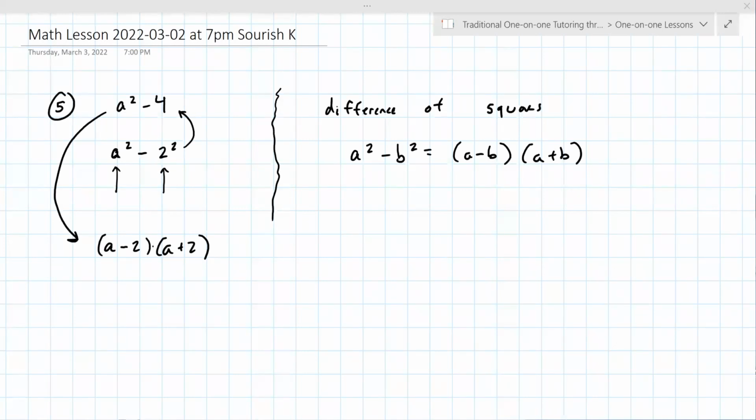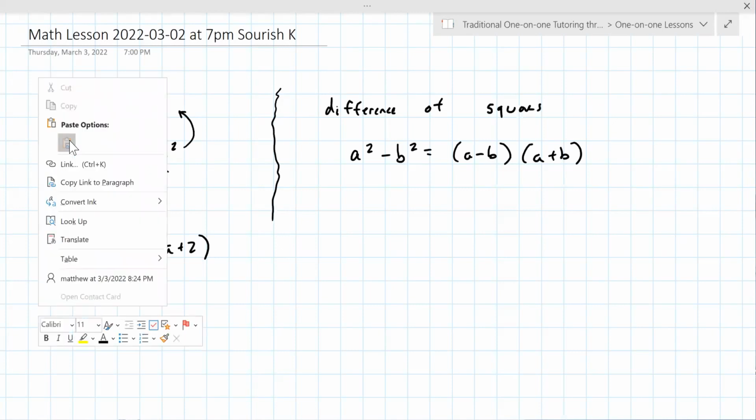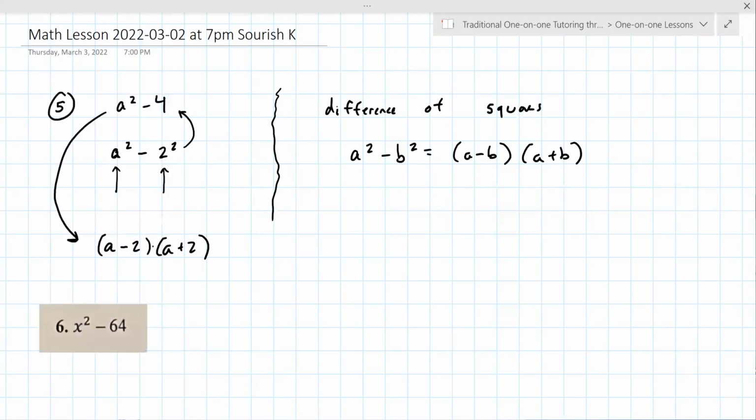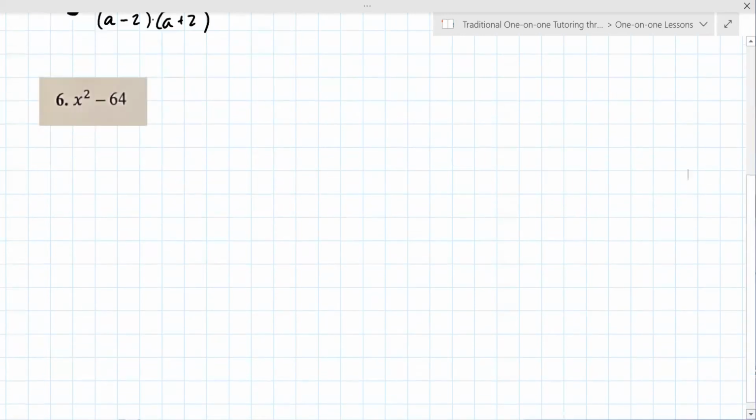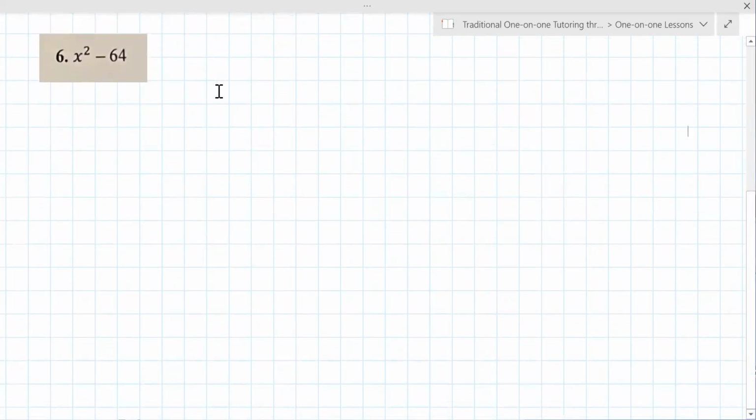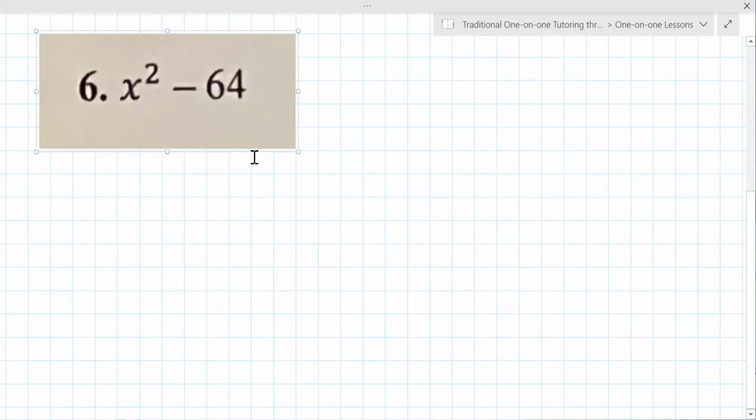Okay. Now we'll do another one just like it here. Question 6 is also a difference of squares. So let me snip that in. Okay. And this is just like the previous problem. So what number squared gets you to 64? Like what number, when you multiply it by itself, gets you back to 64?